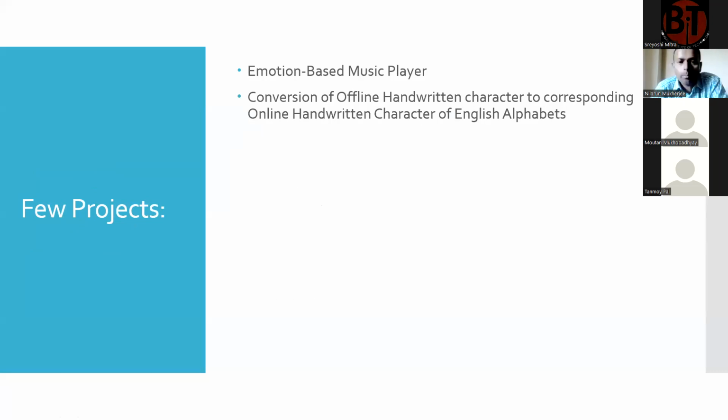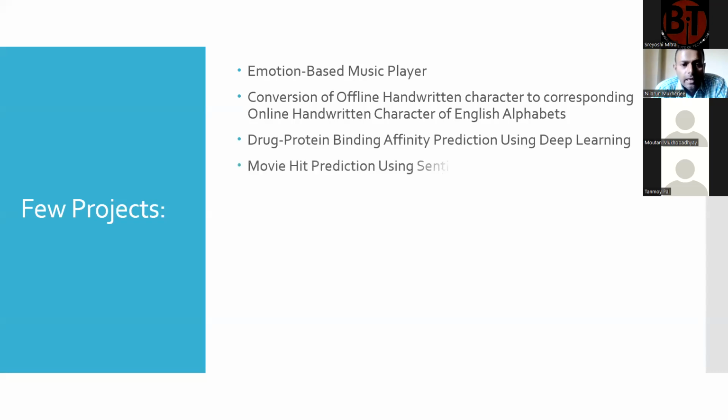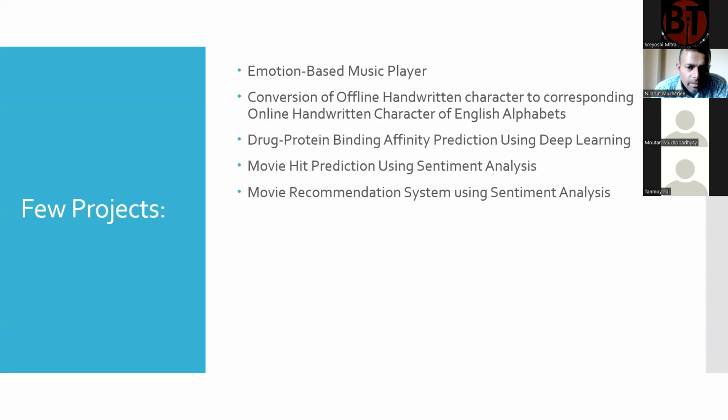These are some topics from the last year actually. Offline handwritten character to corresponding online handwritten character. That's what I have seen. I have given the domains of online character recognition. So handwritten character of English alphabets, protein binding affinity prediction using deep learning, movie hit prediction using sentiment analysis, movie recommendation systems using sentiment analysis.